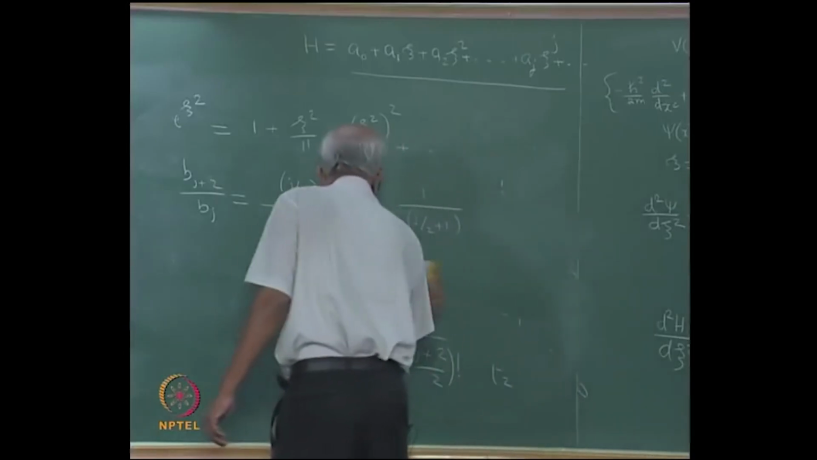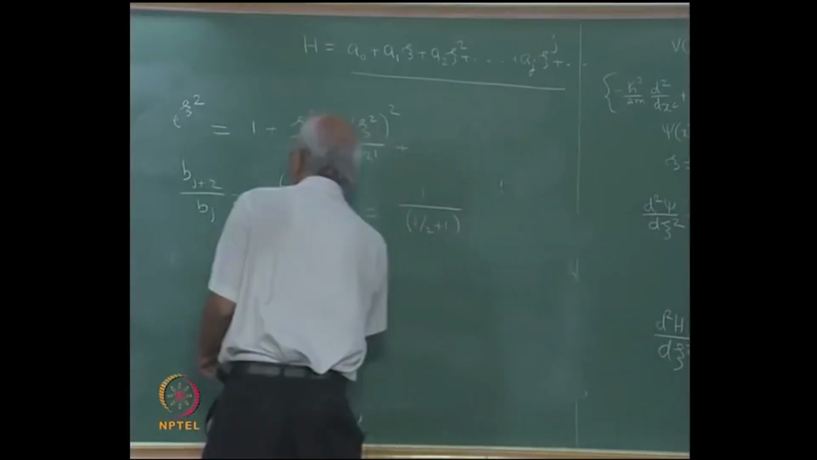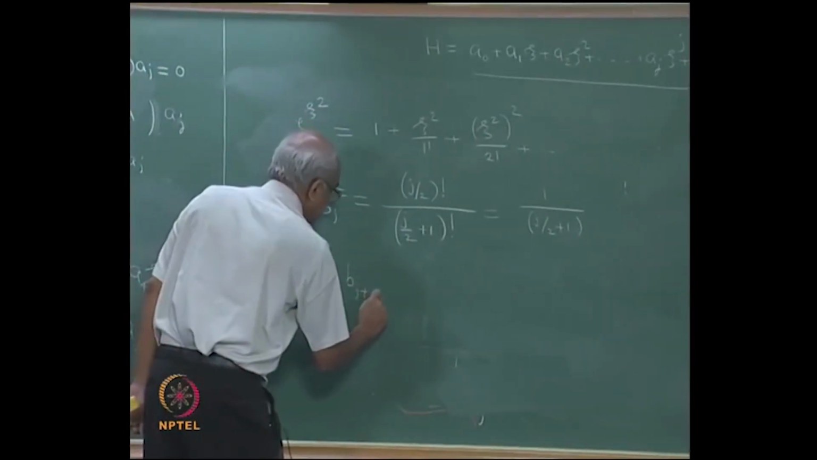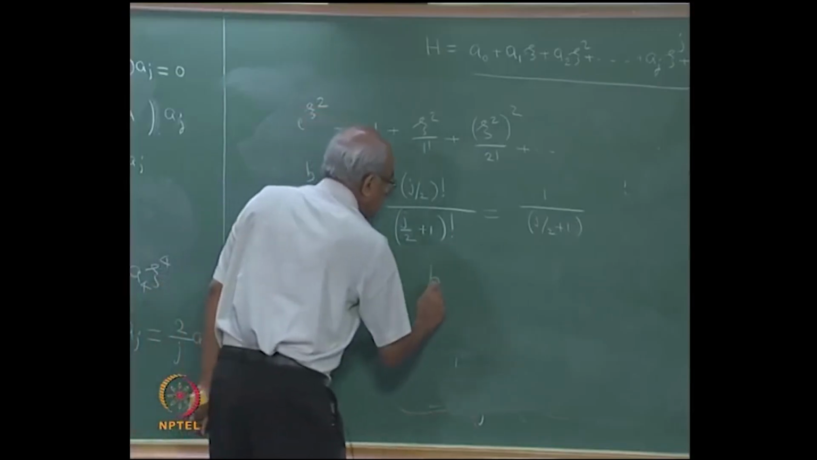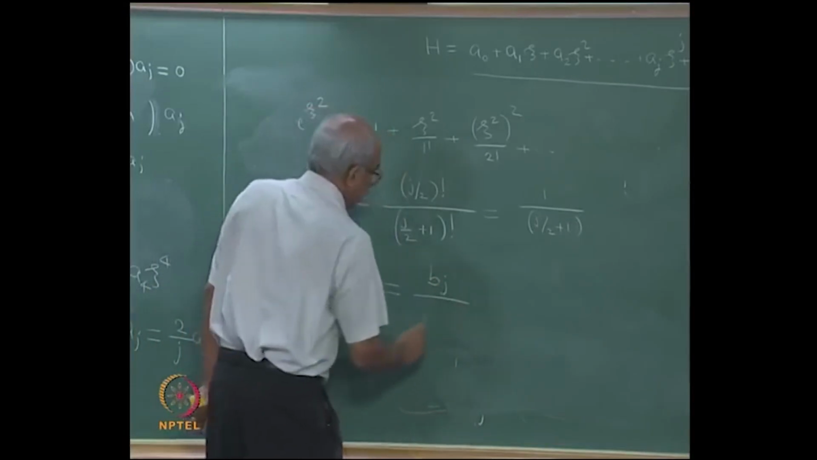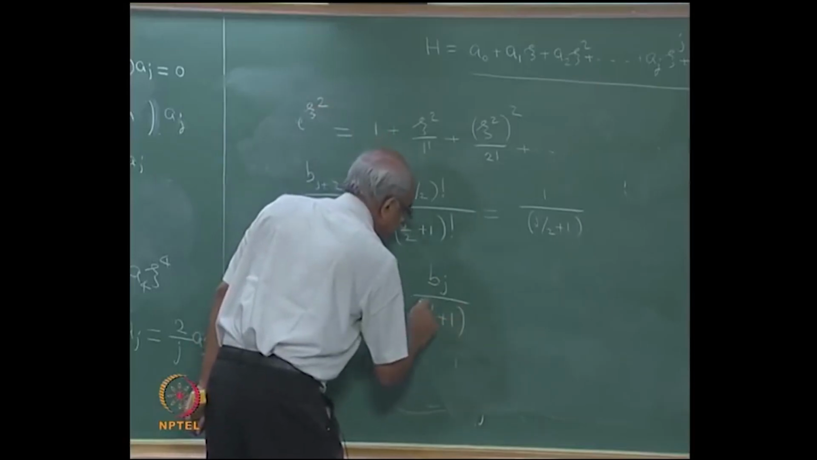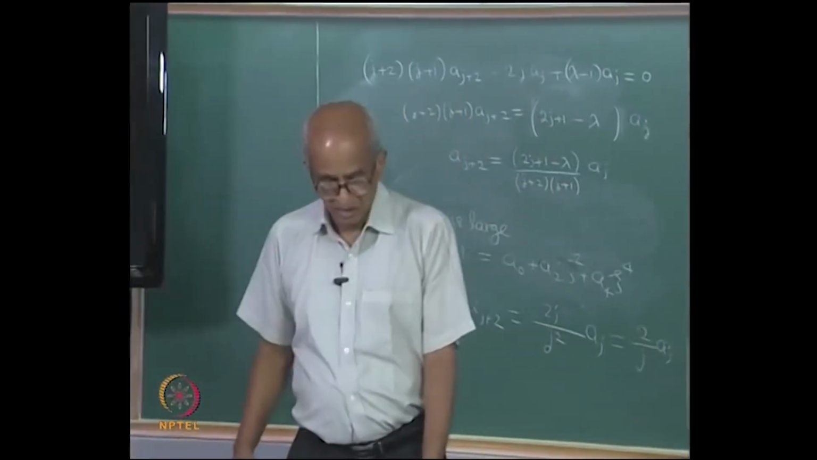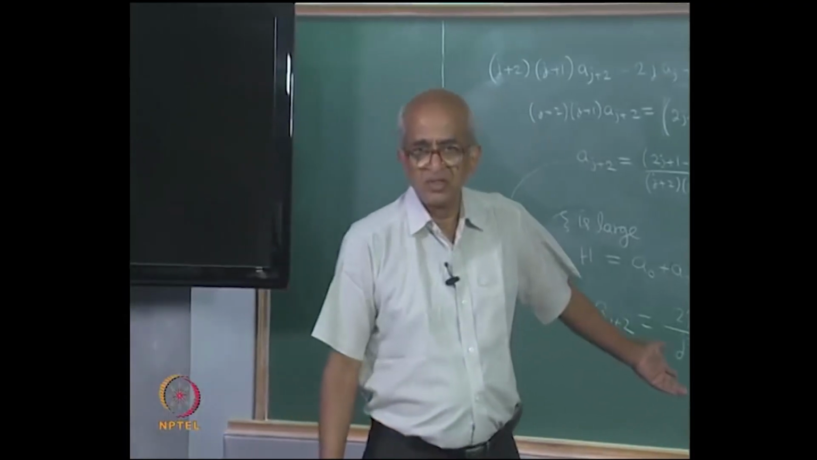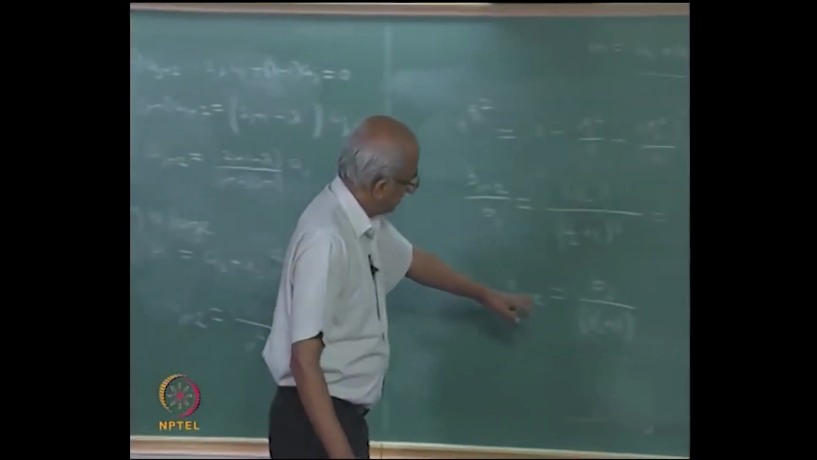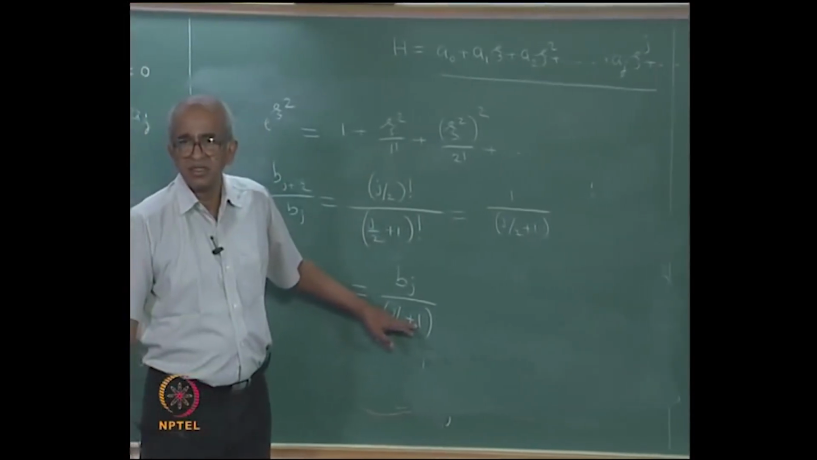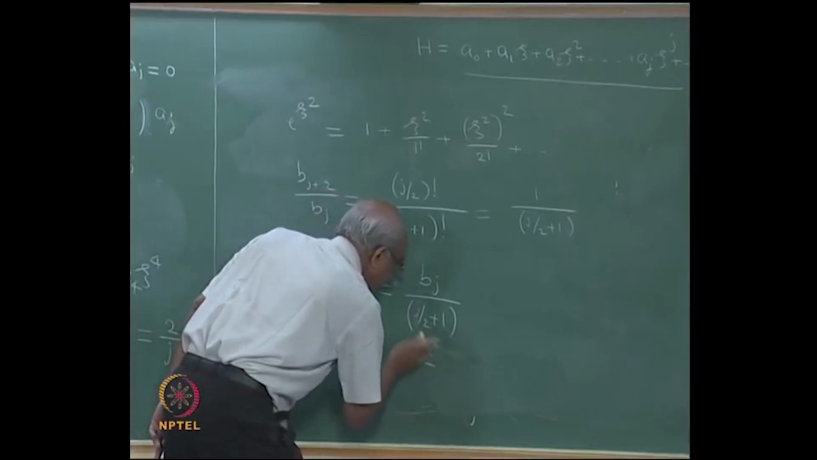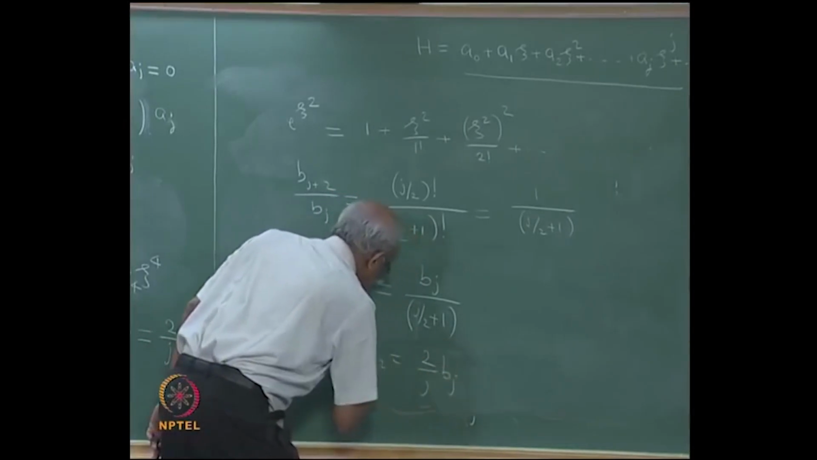And therefore, what happens? I find the recursion relationship for this series. It simply says that bj plus 2 must be equal to bj divided by j by 2 plus 1. That is the recursion relation for this series. And if the value of j is very large, what will happen to this recursion relationship? If the value of j is very large, you can neglect that 1. And then what will you find? You will find that bj plus 2 must be equal to 2 divided by j times bj.